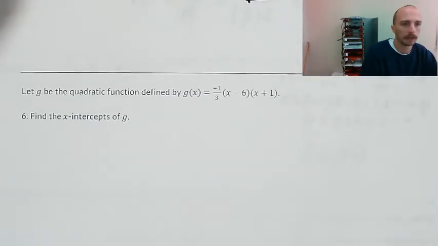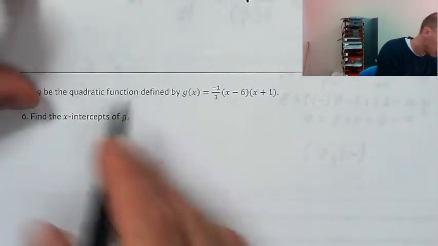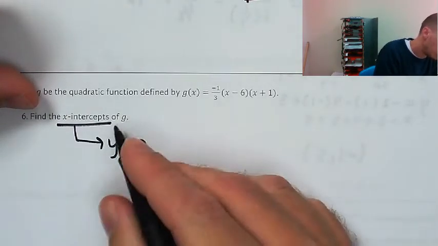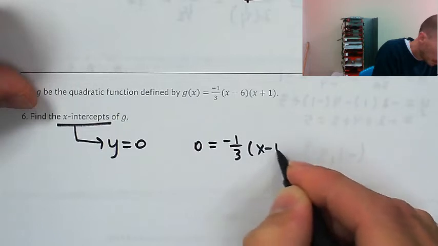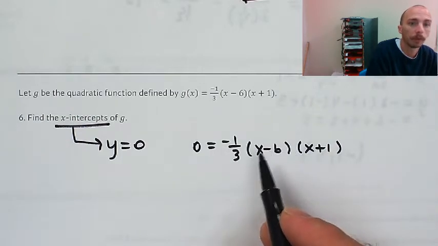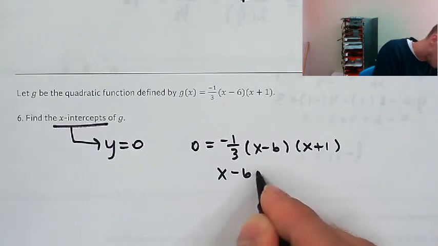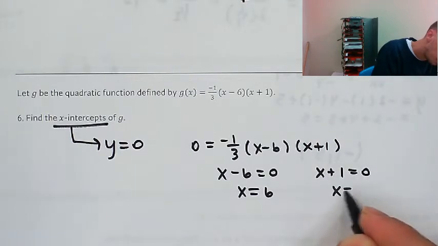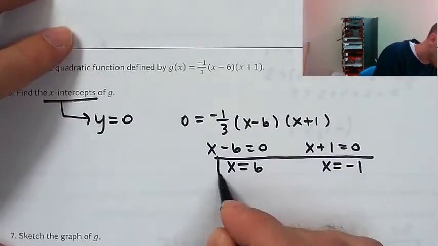Now we've got a quadratic function that's already factored for us. If we want to find the x-intercepts, most of the work is done. The x-intercepts are where y is equal to 0. So g of x represents y, so 0 is equal to negative 1/3 times x minus 6 times x plus 1. If these things are multiplying to equal 0, one of them is equal to 0. Either negative 1/3 is equal to 0, which never happens, or x minus 6 is equal to 0, which happens when x is 6. Or x plus 1 is equal to 0, which is when x is negative 1. And my x-intercepts are right here.